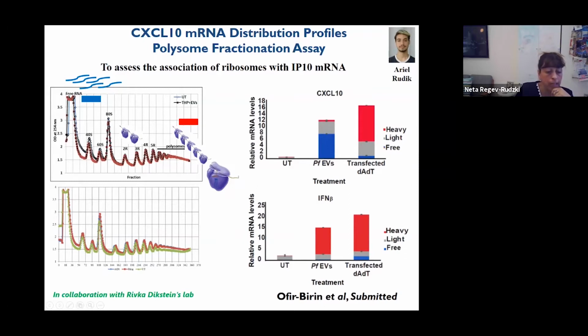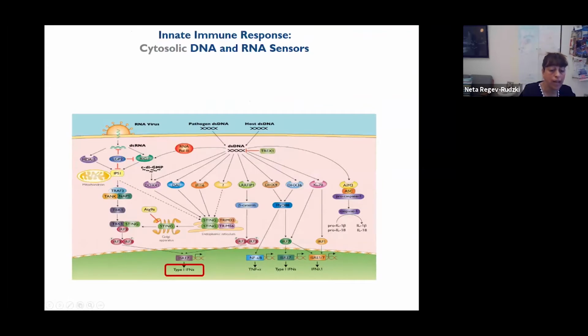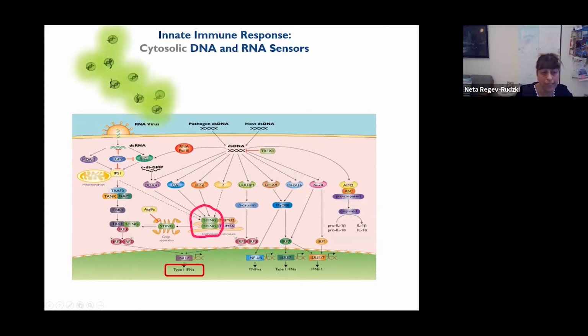And at that stage, we kind of got stuck. So how do we continue from here to investigate the molecular mechanism behind this regulation? So what do we know about our system? We know that STING is activated, I told you from the previous study. We know that there is internalization of parasitic vesicles carrying genetic material. And we know that there is translation inhibition for IP10.